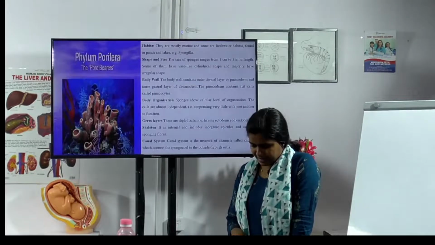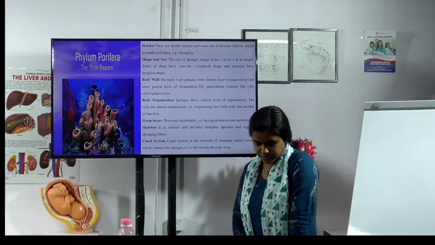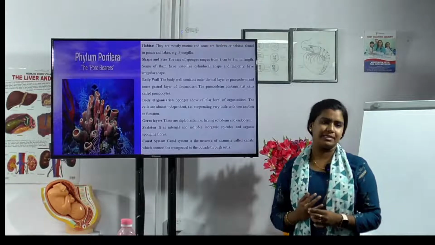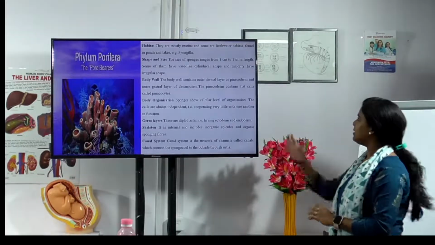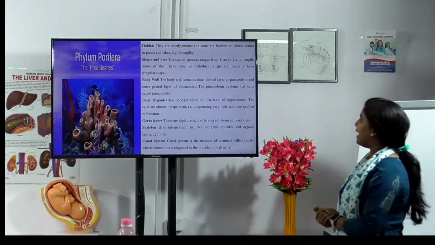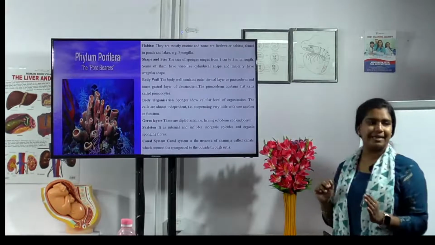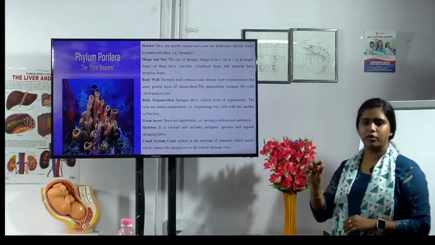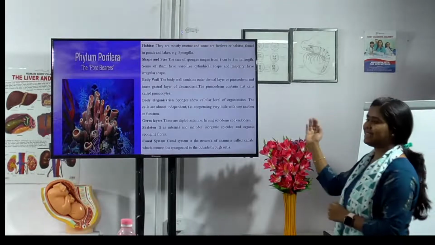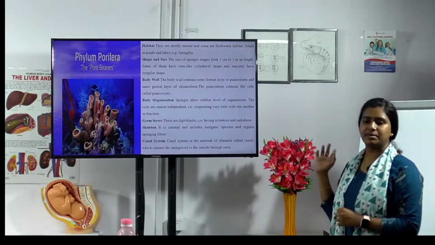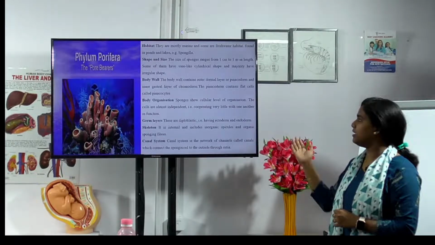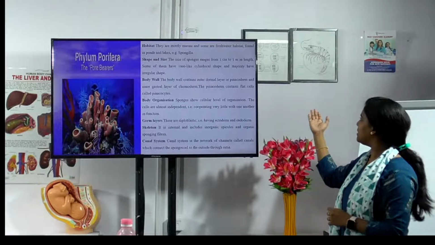Next, let us see phylum Porifera. Where would they be found? Sea, yes, mostly they are aquatic only, marine and some freshwater habitat. Example: Spongilla, and the size ranges from 1 centimeter to 1 meter. The body wall contains an outer dermal layer or pinacoderm, and an inner gastric layer called choanoderm. Inner is called choanoderm. Outer?